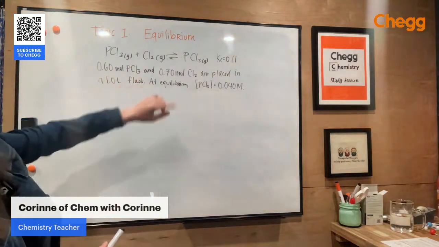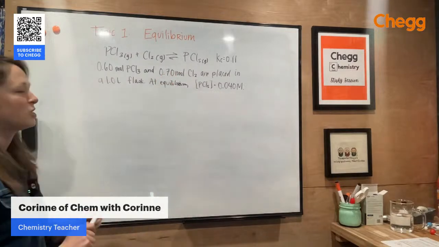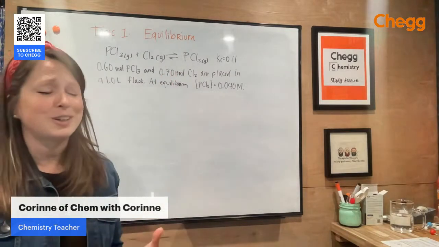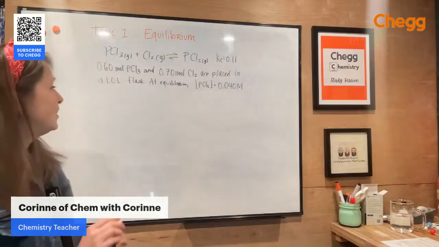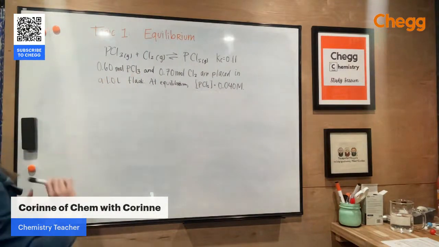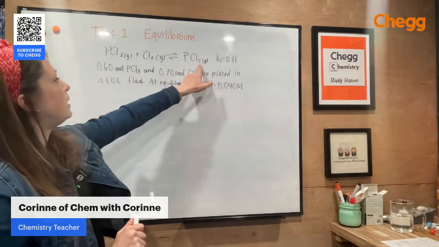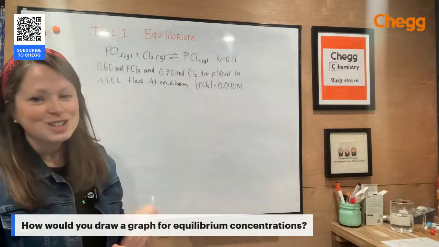All right, so let's say I have this reaction here. With equilibrium, you're going to have reversible reactions. You'll see that double arrow. Believe it or not, most chemical reactions are reversible. But in this example, we have phosphorus trichloride reacting with chlorine gas to create phosphorus pentachloride.